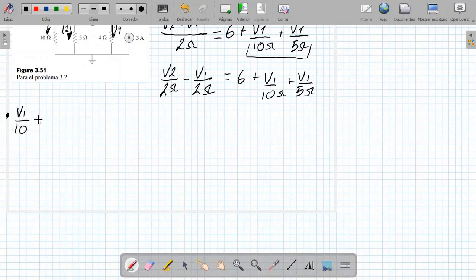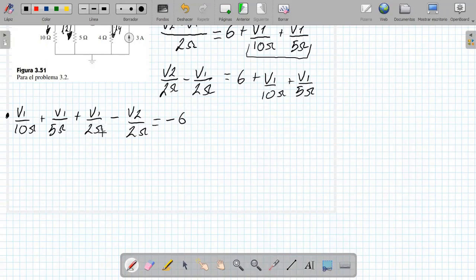B1 out of 10, more B1 out of 5 than these two. I'm leaving it here and I'll pass this on to the other side. So I would say B1 over 2 minus B2 over 2. I'll pass it on there anyway. It would be minus 6.